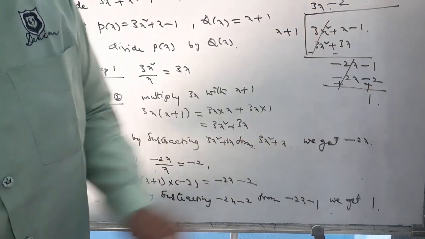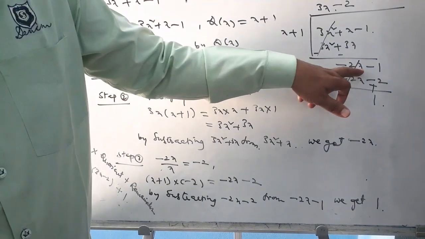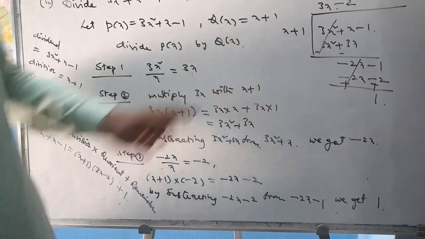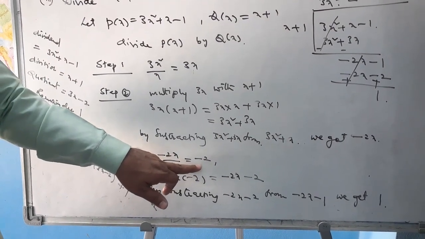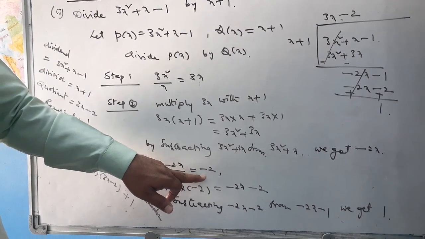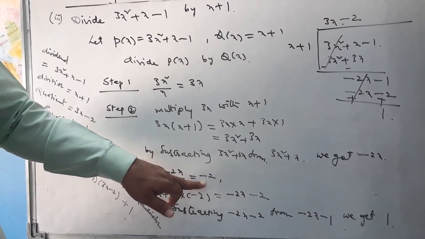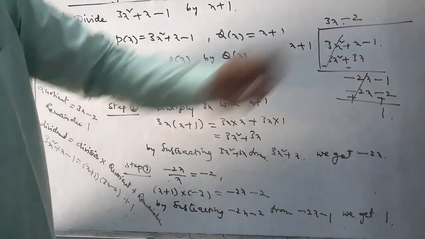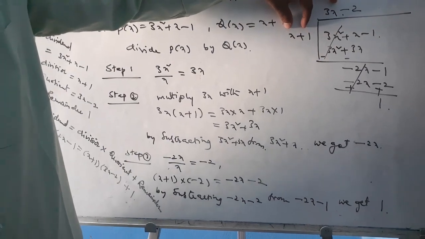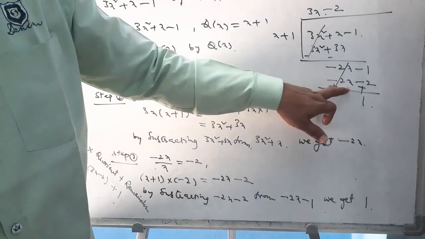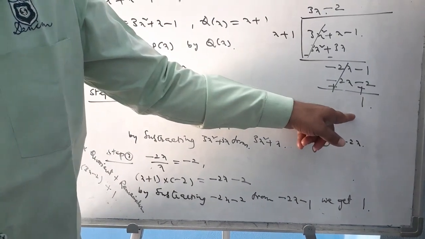We have to take the minus 1. Again we have to take the minus 2x. Minus 2x divided by x, we will get minus 2x by x, it becomes minus 2. This minus 2 becomes the second term of the quotient. Again we have to multiply, minus 2 is multiplied with x plus 1, we will get minus 2x minus 2, and if we subtract we will get the 1.